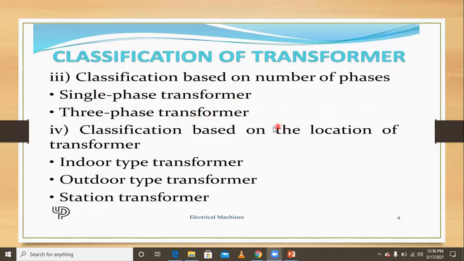Another classification is based on location. Classification based on location of the transformer is called indoor type transformer, outdoor type transformer, and station transformer. This is called classification based on the location of the transformer. Like this, the transformer can be classified.